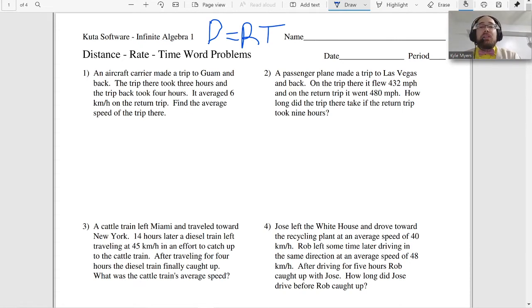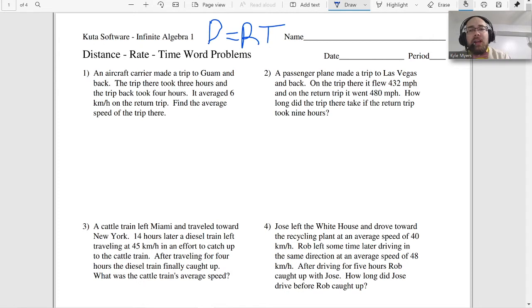You're going to have two formulas with distance, rate, and time, and you're either going to set them equal to each other or you're going to add them. That's pretty much how this whole thing is going to go. Even though these are all word problems and word problems can be a little tricky, they're all going to work out the same way.